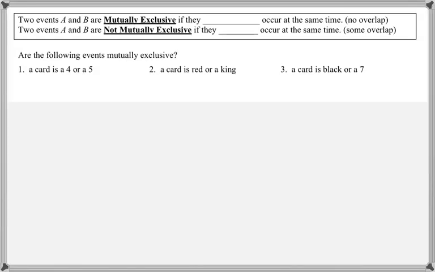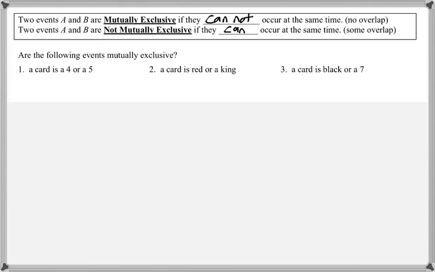In this section, we have to classify if two events are mutually exclusive or not mutually exclusive. So two events A and B are mutually exclusive if they cannot occur at the same time. So there's no overlap. And two events A and B are not mutually exclusive if they can occur at the same time. So there is some overlap.